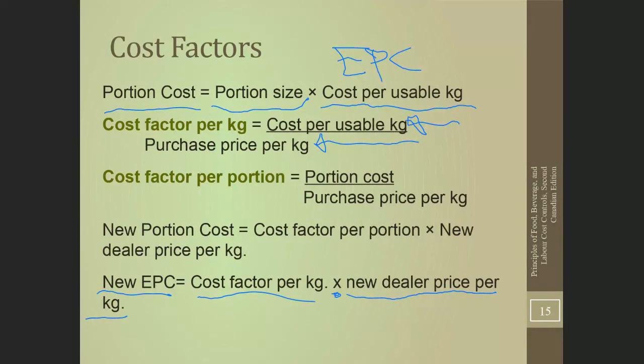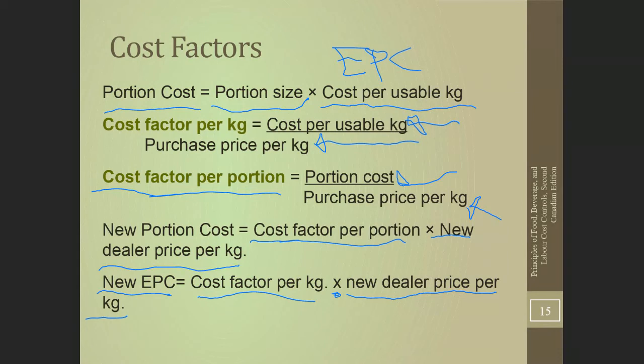We can also do something similar with the portion cost for a particular product, by calculating first the cost factor per portion. We take the portion cost for a particular product, and then we divide it by the purchase price per kilogram. Once we do that, we get the cost factor per portion, and we can calculate the new portion cost for a particular product if the supplier's price changes by taking the cost factor per portion and multiplying that by the new cost per kilogram.